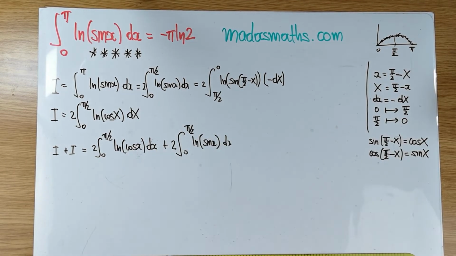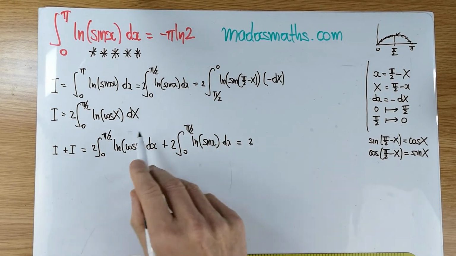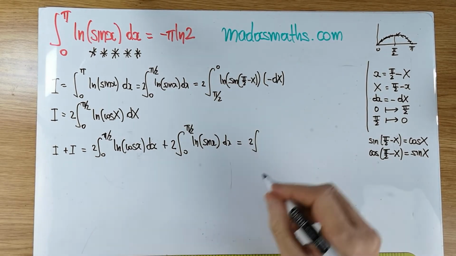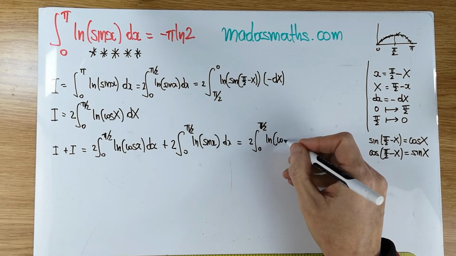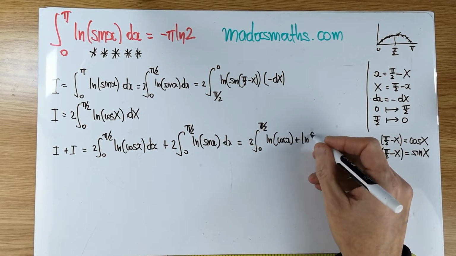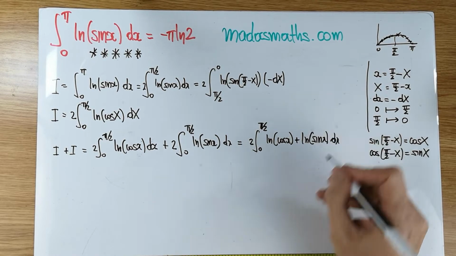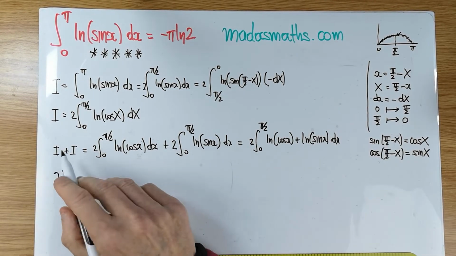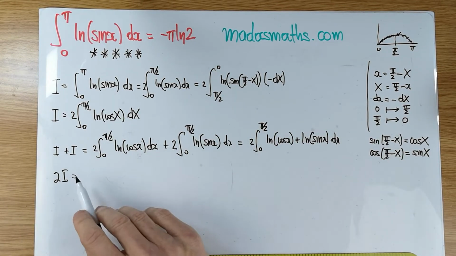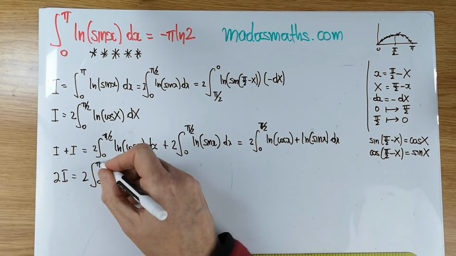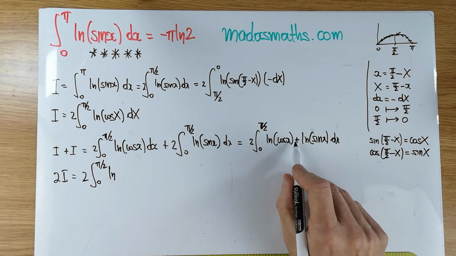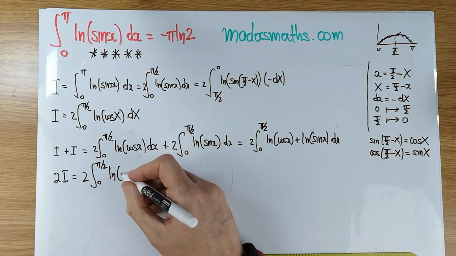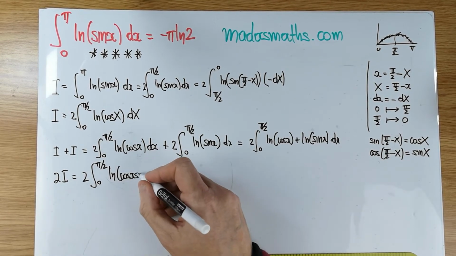It doesn't really matter. So this allows me, on the next line, to put the two integrals together because they have the same limits. There's also a shared multiplicative 2 at the front. So pi over 2, and we've got the log of the cos of x plus the log of the sine of x dx. And now on the next line, using the rules of logs, 2I is going to be 2 lots of the integral from 0 to pi over 2, and with addition of logs becoming multiplication of the arguments, we're going to have the cos of x times the sine of x.